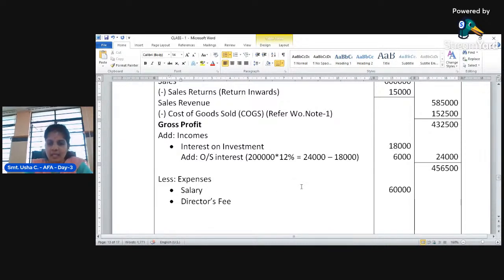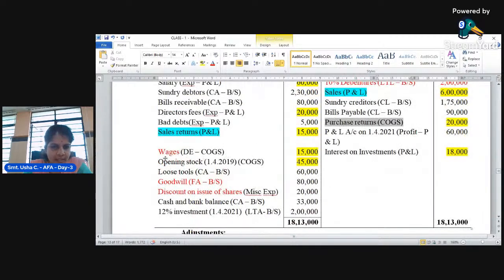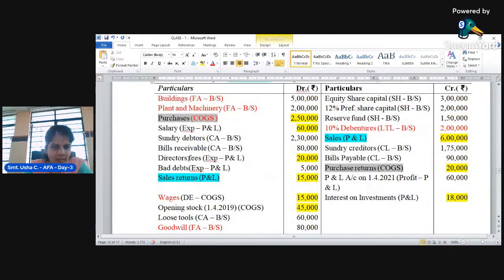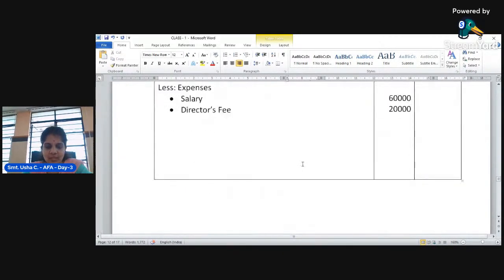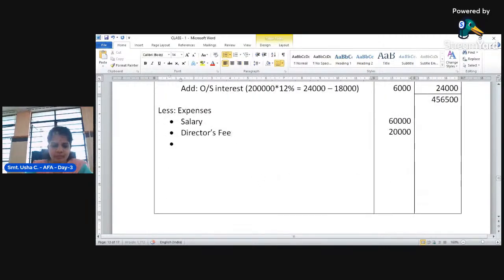Directors fee it is 20,000. Next is the next item. Bad debts, 5,000. There is no adjustment for this, so directly we are taking it. So bad debts it is 5,000.